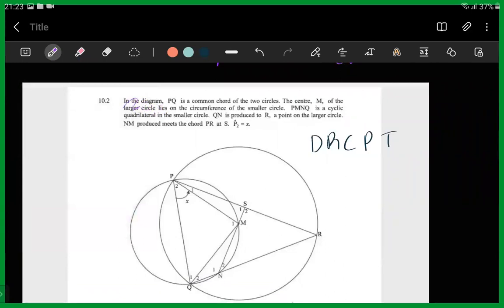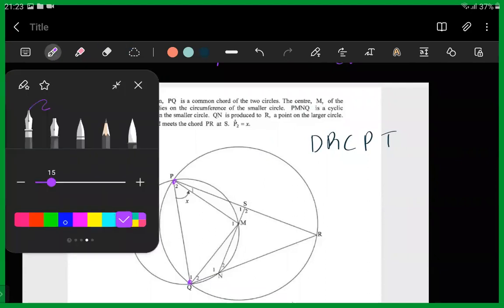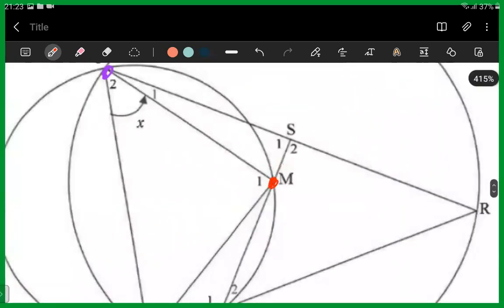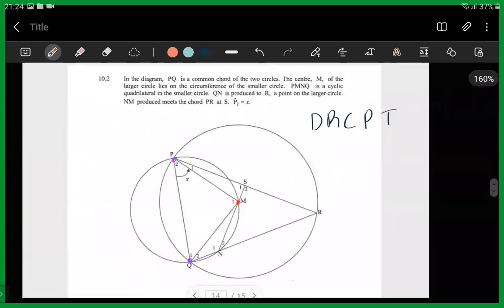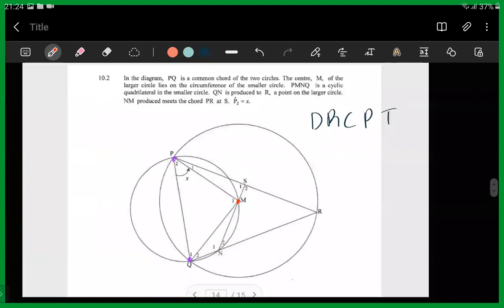It says, in the diagram, PQ is a common chord of two circles, fine. It almost looks like the diameter of the small one, but we don't know until we have the facts. Then it says, the center M of the largest circle. So M is the center of the largest circle. That's very important. That's a lot of information all in one statement, because the moment you see that M is the center, you see that there are two lines that are the radius of the circle.